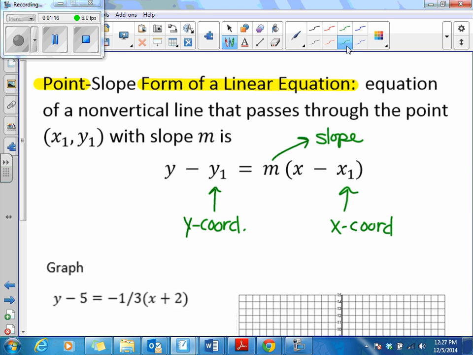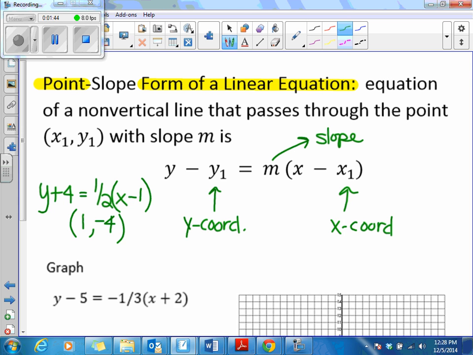All right. I just want you to think about this. If you see the equation y plus 4 equals 1/2 times the quantity x minus 1, what is my y coordinate? I can see that my x coordinate is 1, but what is my y coordinate? Hopefully you're thinking, that must be negative 4, and it is. You're right. Good job. I'm going to show you why.